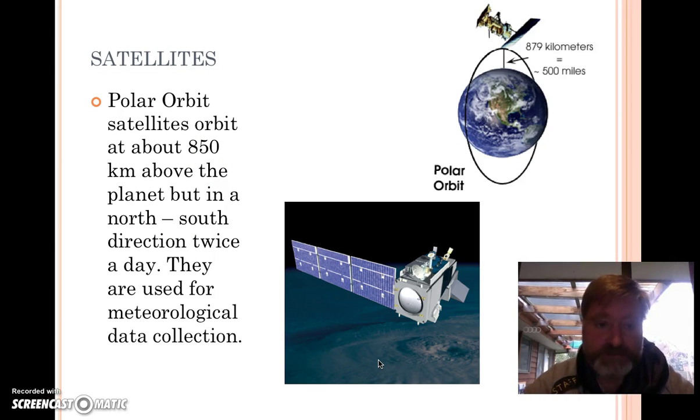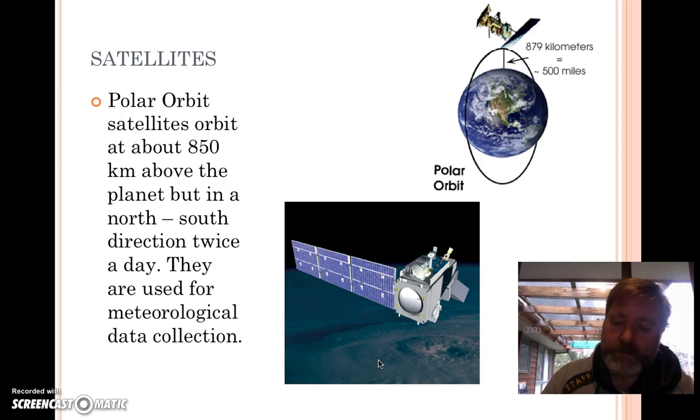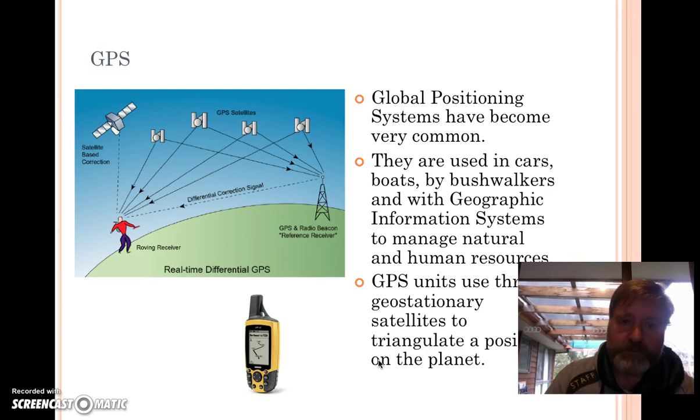Polar orbit satellites, these are a bit strange. They go around the other way. Instead of going around the equator, they go from pole to pole. Quite high, 850 kilometres and above. And these are used for watching our weather and getting an idea of what's happening with the weather and how it's changing. And they'll go north or south twice a day. So it's a fairly long journey.